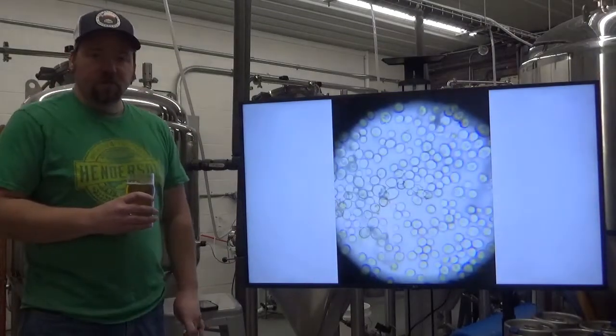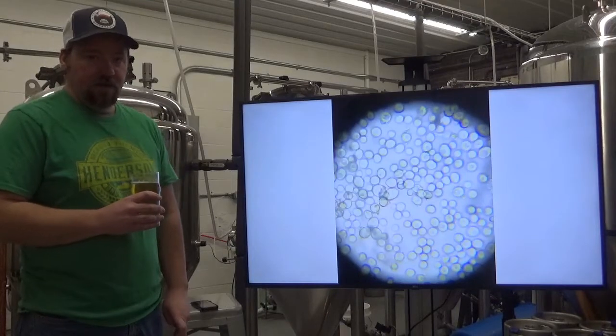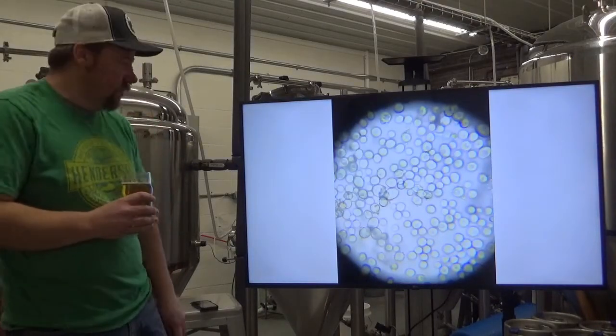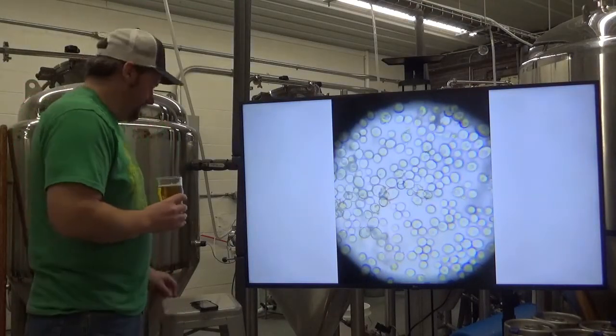Here is a picture of our Hefeweizen yeast here at Henderson Brewing Company. We took it through our microscope. It's always fun to have.